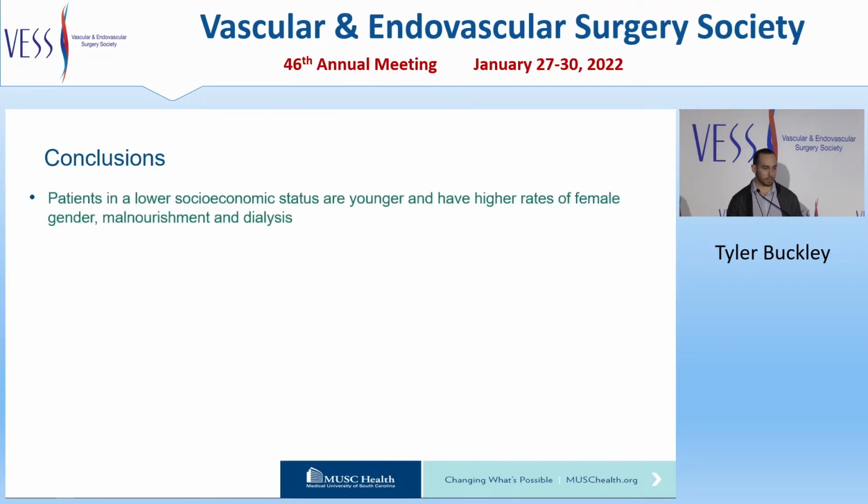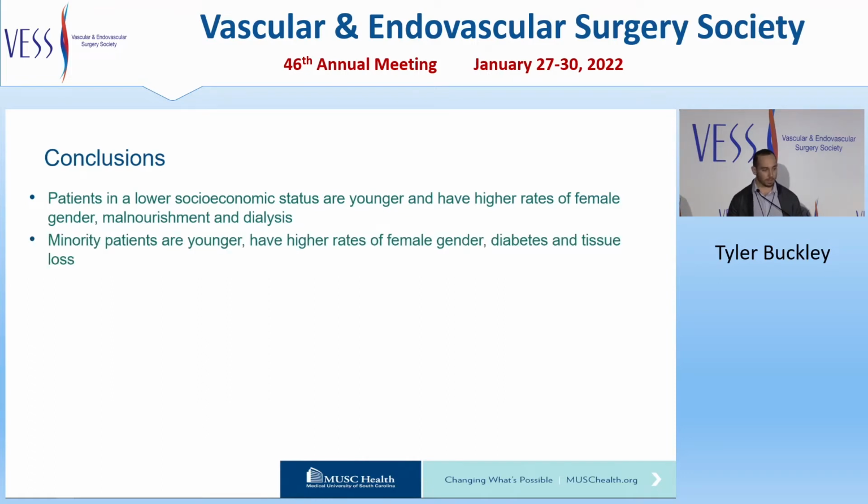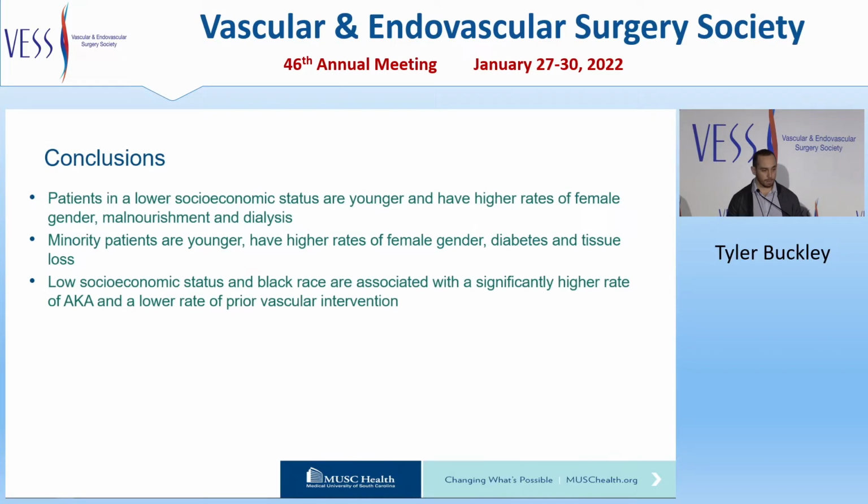independent predictors. In conclusion, patients of lower socioeconomic status who undergo amputations are typically younger, have higher rates of female gender and malnourishment, and are more likely to be on dialysis. Minority patients who undergo amputations are more likely to be younger, and have higher rates of female gender, diabetes, and tissue loss. Low socioeconomic status and Black race are associated with a significantly higher rate of above-knee amputation and a lower rate of prior vascular intervention.